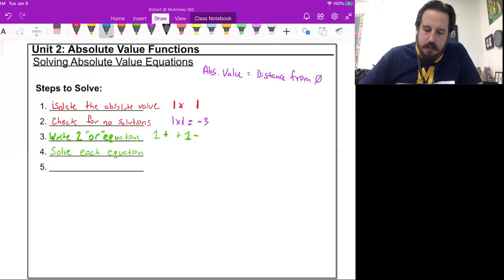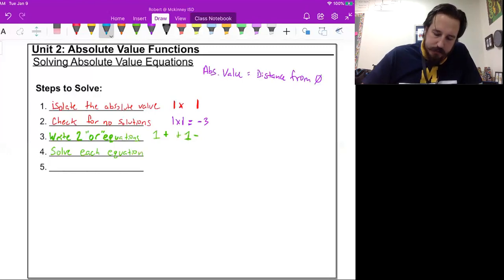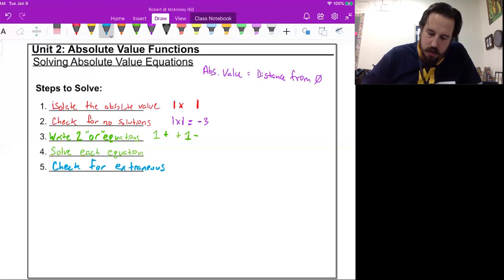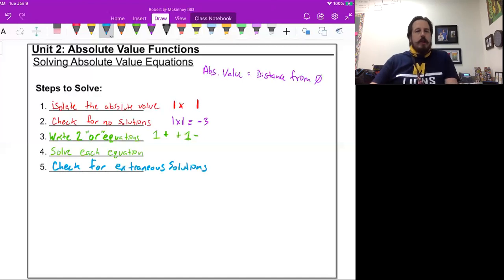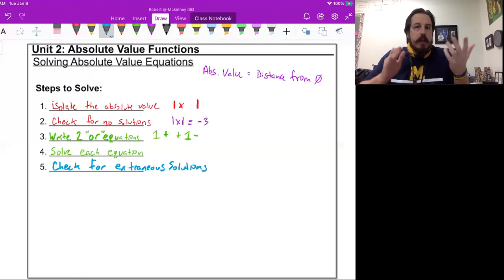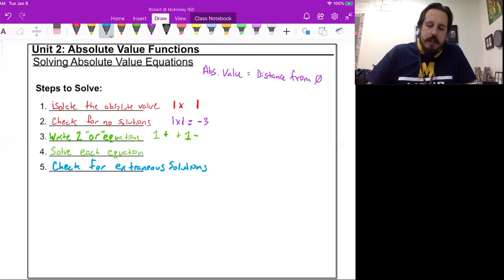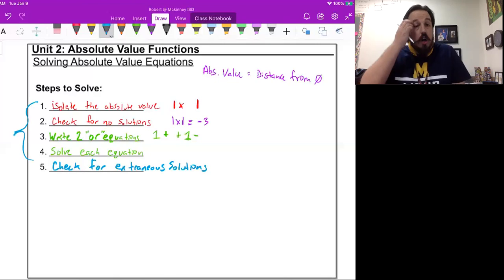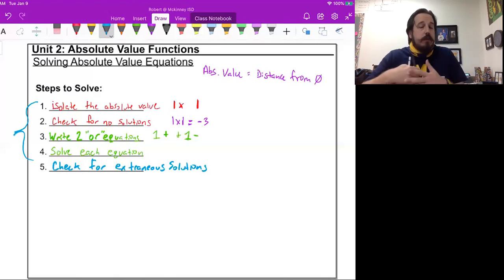And then your last thing that you do is we check. Okay, we do a check for extraneous solutions. And in our last example, I'll explain what I mean by that and how we go about doing that and what an extraneous solution is. Okay, so these 5 steps here are the steps that we will follow for solving all of our absolute value functions.